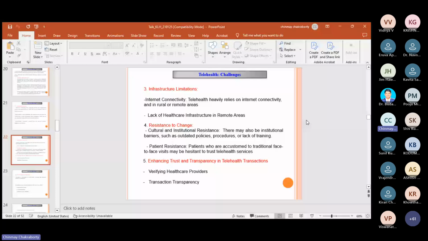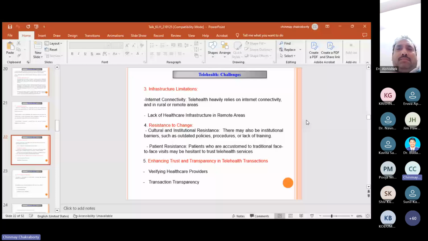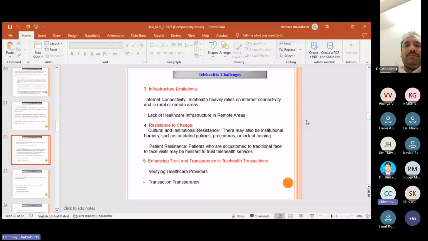Fourth point is the resistance to change, like cultural and institutional resistance. There may also be institutional barriers such as outdated policies, procedures, and lack of training. So many experts are required for acquiring the data, for maintaining the data, and for capturing the proper images from the patients. That means an expert is required.